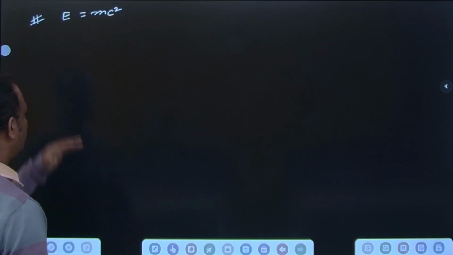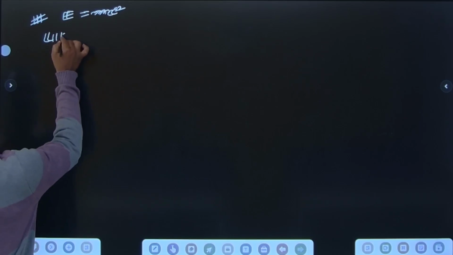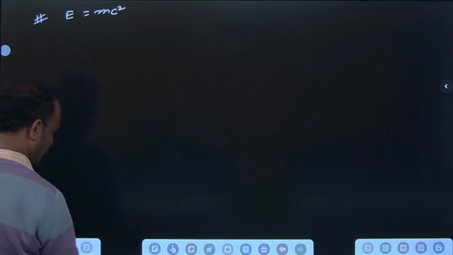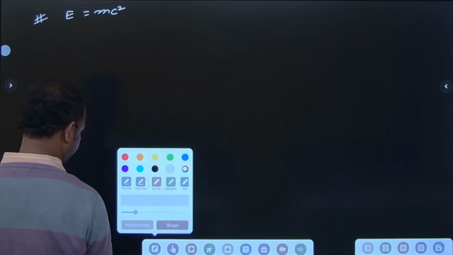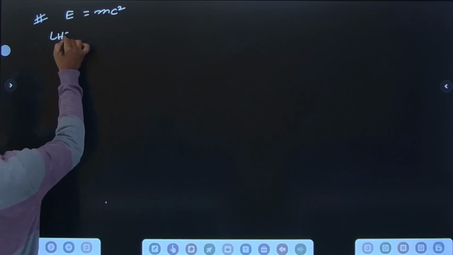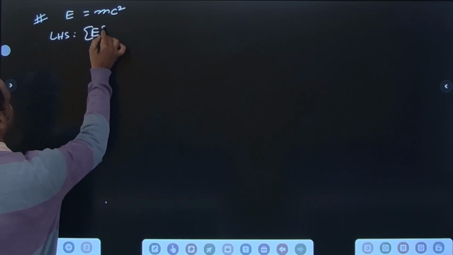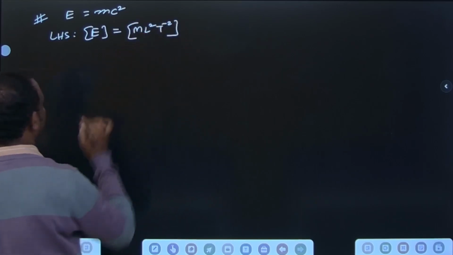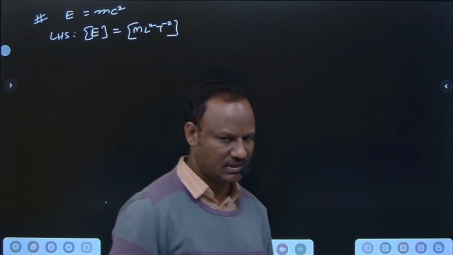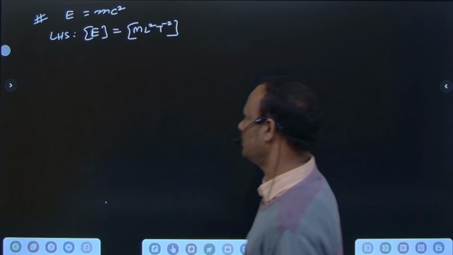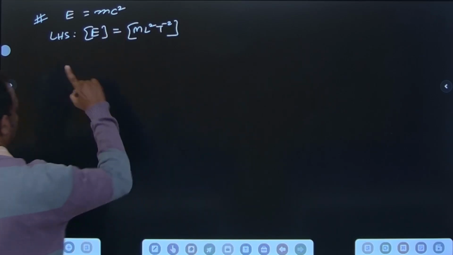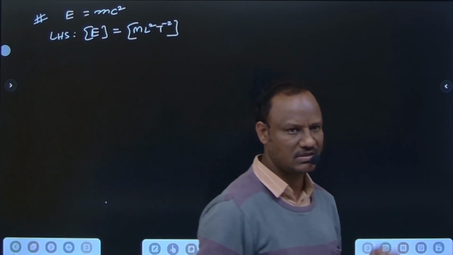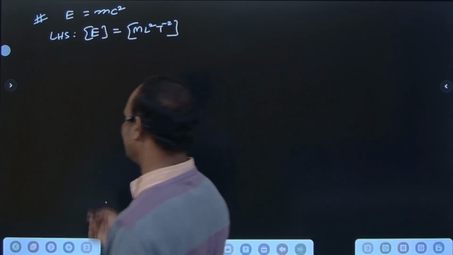Just take the left side, LHS. The LHS is the dimensional formula of energy. The energy dimensional formula is ML^2T^-2. The dimensional formula of energy is E equals ML^2T^-2. If I find the dimensional formula of this RHS, I should get this same dimensional formula. Then only the equation is correct, otherwise wrong. Definitely it is correct, but let me check.